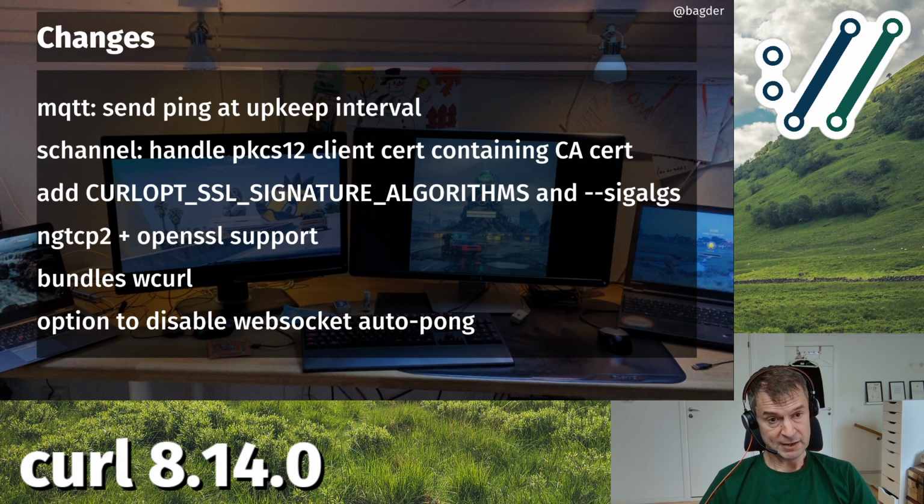The sixth change for this release to mention is that we have added an option that allows users to disable auto-pong when doing WebSocket connections with curl. That allows the application to manage the ping pongs instead of curl doing it automatically. You can disable the pong so that the application doing the WebSocket has to do the ponging instead. Pong being the response to a ping from the server when the server just wants to make sure that the client is still alive.